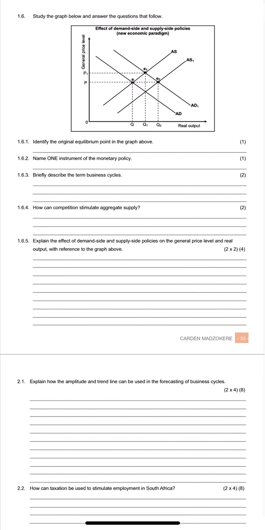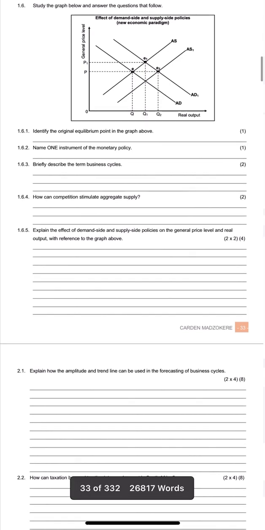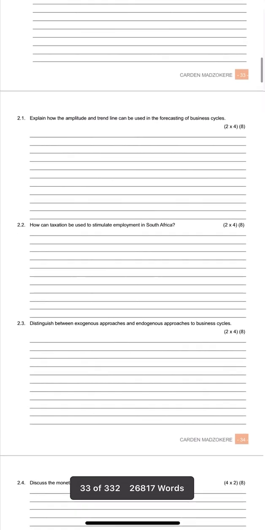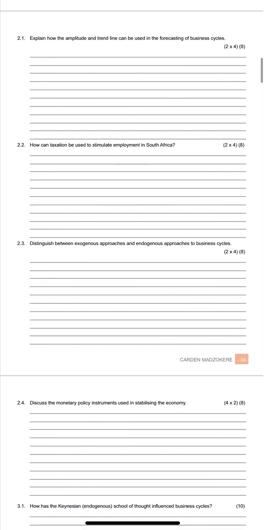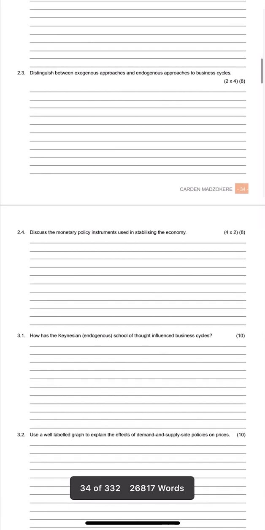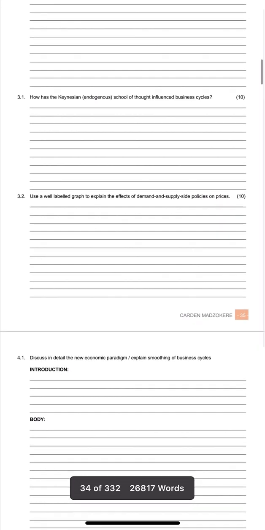Here's proof. This is a possible essay, we all know, but it appeared in section B. They're talking about the new economic paradigm. Why? Because it's part of the syllabus. So they have the right to put it. Okay, then we have our 8-mark questions here. Explain how amplitude and trend line can be used, you see? Right, so you need to practice your 8-mark questions.